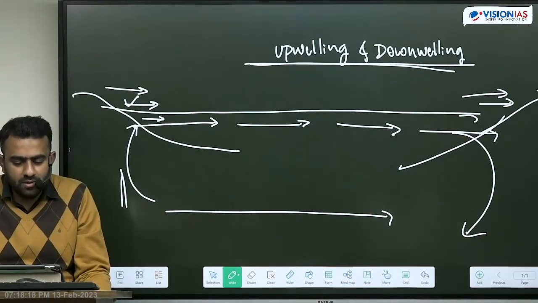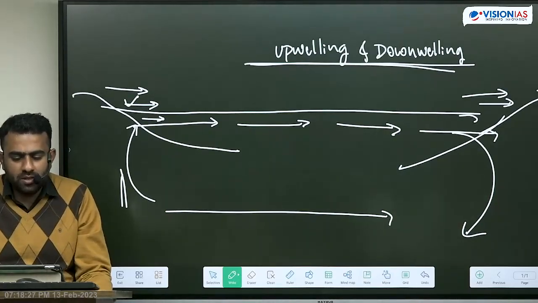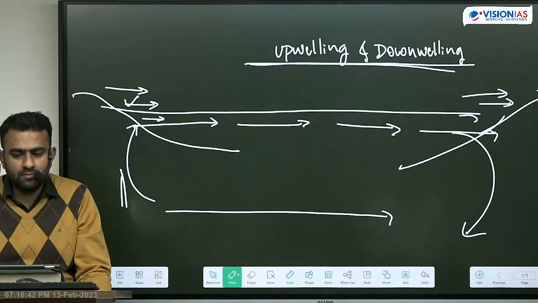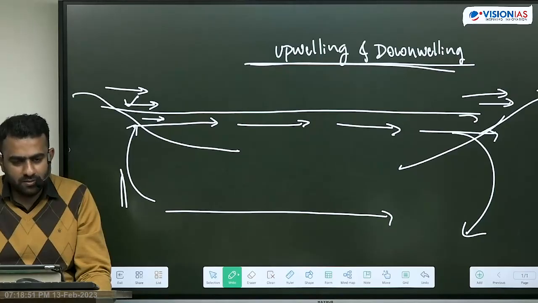First point. The onshore winds pile up the water near to coast, causing sinking of water below the surface layer.